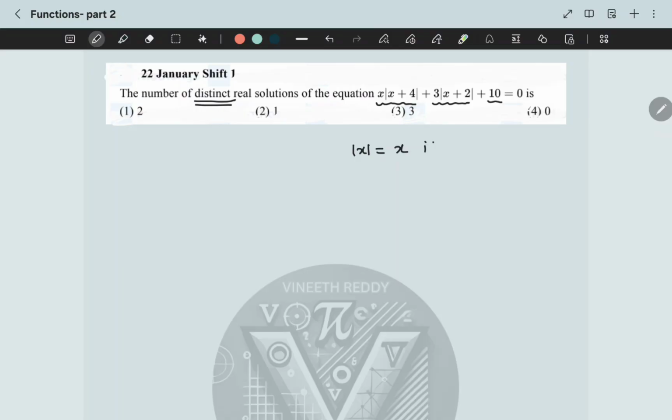Mod x is equal to x if x is greater than or equal to 0, and that is minus x if x is less than 0.